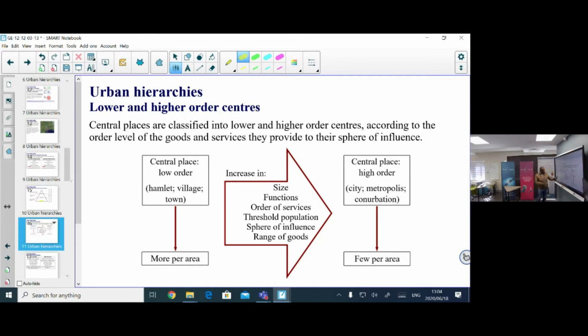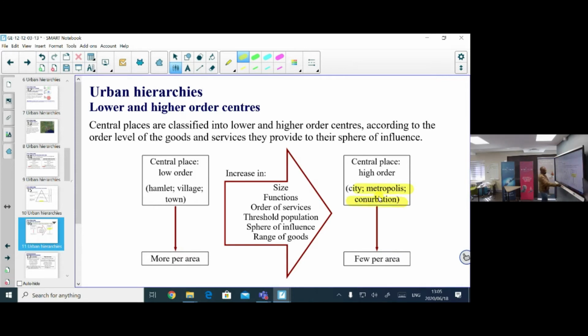We have low order here, which is a hamlet, village, town. Then they increase in size, in functions, order of services, threshold population, sphere of influence, and range of goods. And the central place becomes high order, which is now the metropolis, the conurbation. That's now at high order.